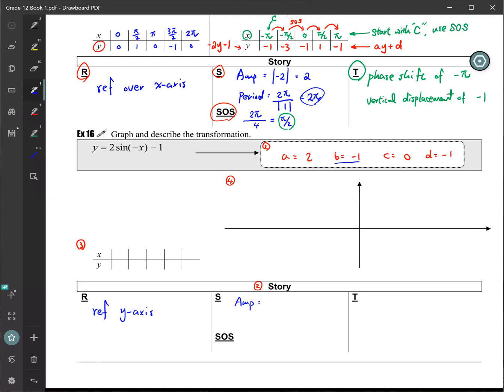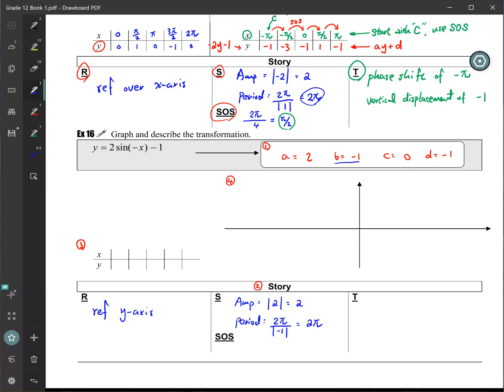All right, and then the amplitude. Tiana, do you have the amplitude here? What is it? 2. Yep, very good. And then the next one, period. Can you try this, Trudy? What's the period? 2 pi, so no change. It's 2 pi over the absolute value of -1, which is like 2 pi over 1, so this one doesn't change.